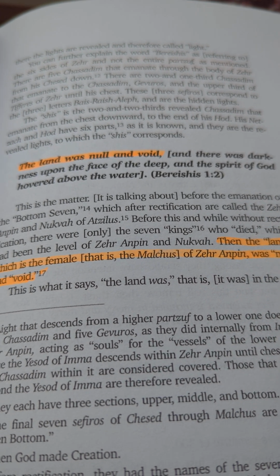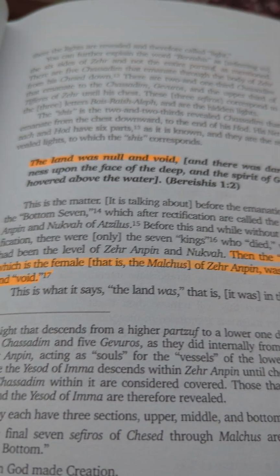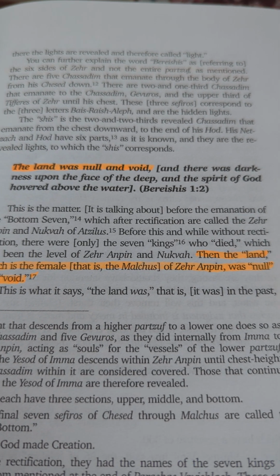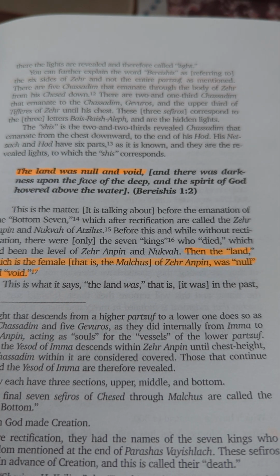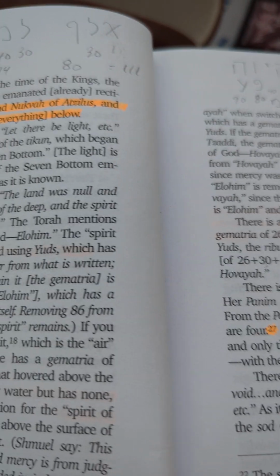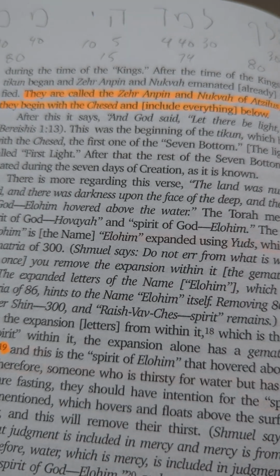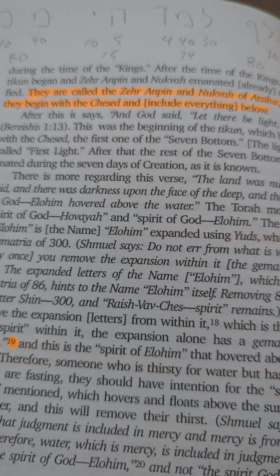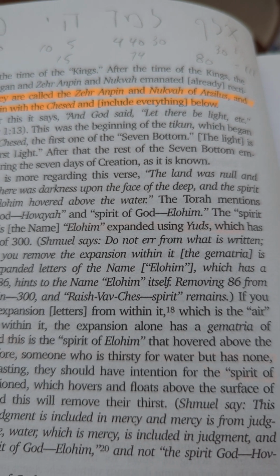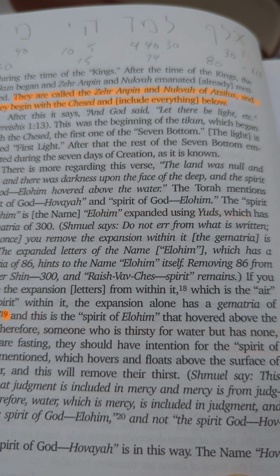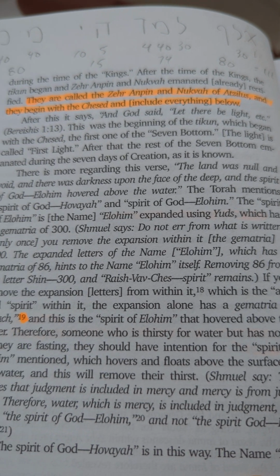Elokim is an attribute of judgment. The Arizal is going to explain, was this really all judgment? He says the land, that it was in the past. I'm not going to go into full detail here, but he explains that God says, let there be light, etc. Beresheis, that this was the beginning of the Tikkun. So we see that Tikkun takes place. And more about the verse, the land was null and void.